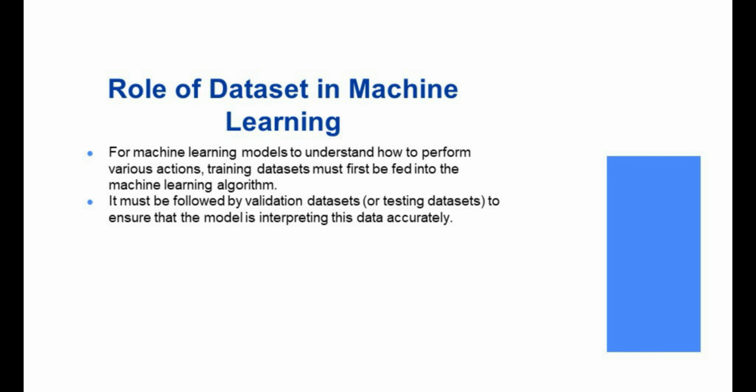For machine learning models to understand how to perform various actions, training datasets must first be fed into the machine learning algorithm, followed by validation datasets to ensure that the model is interpreting this data accurately. Once these training and validation sets are fed into the system, subsequent datasets can then be used to sculpt the machine learning model going forward. The more data you provide to the machine learning system, the faster the model can learn and improve.